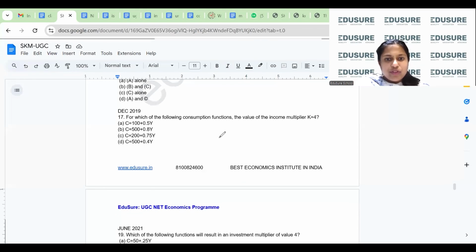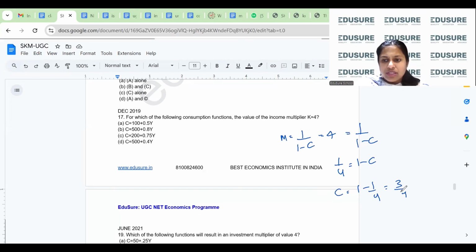December 2019. For which of the following consumption functions is the value of the income multiplier k equal to 4? So the multiplier is equal to 1 by 1 minus c. If this multiplier is 4, we can take out the value of c from here. So 4 is equal to 1 by 1 minus c. So 1 by 4 is equal to 1 minus c. So c is equal to 1 minus 1 by 4, which is 3 by 4. So c is equal to 0.75. So the answer should be C.